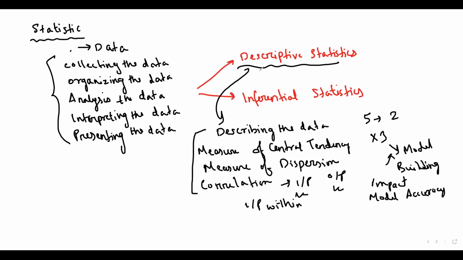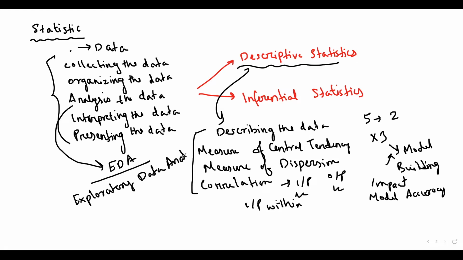So this comes under descriptive statistics. So once we do our descriptive statistics, we are very much sure about the data, because we will also do analysis. Now, how we do analysis? We do EDA. What is EDA? EDA is exploratory data analysis. Exploratory data analysis. This is a very important term in data science.